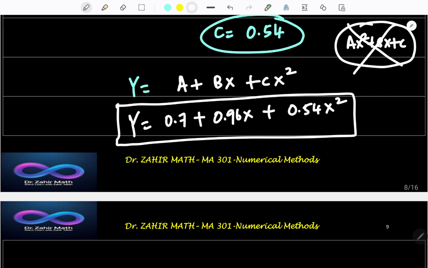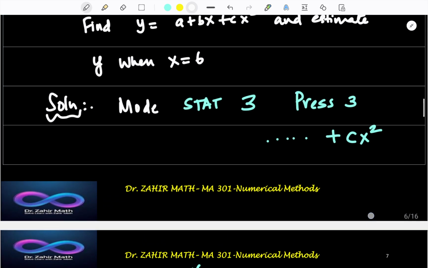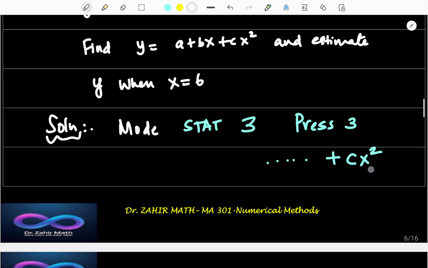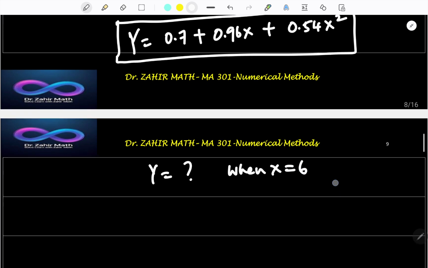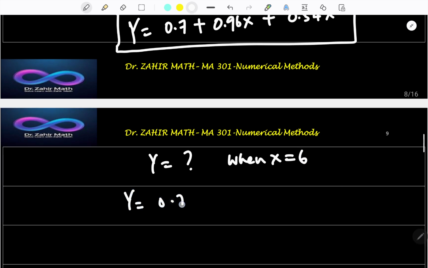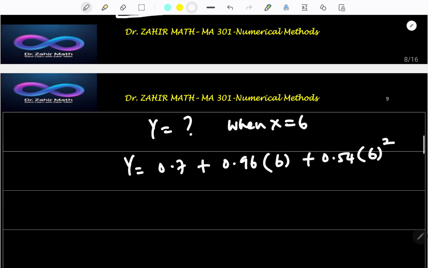Okay, right. In this, there is one more question. What is that? Find the value of y when x is equal to 6. So we are going to find the value of y when x is equal to 6. So y equals 0.7 plus 0.96 times x, which is 6, plus 0.54 times 6 square.